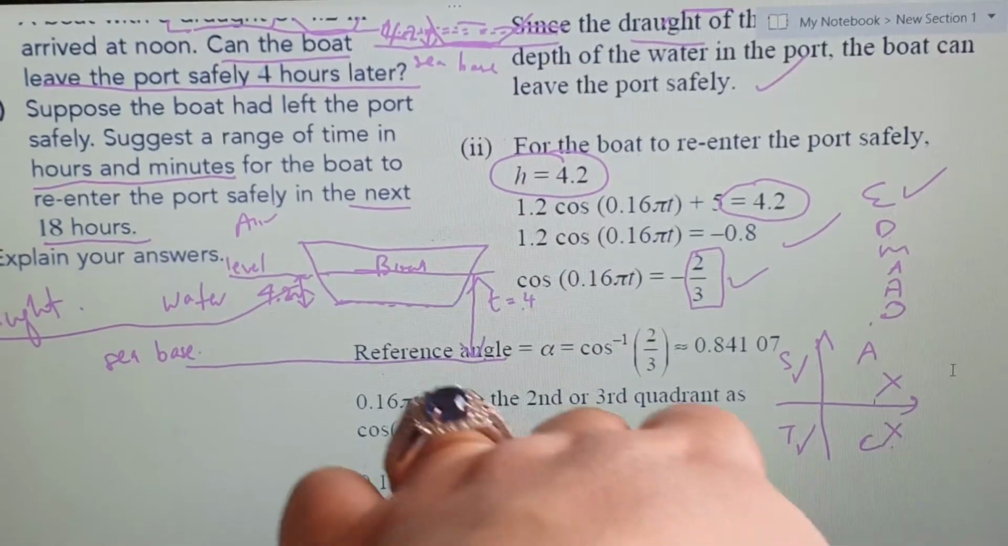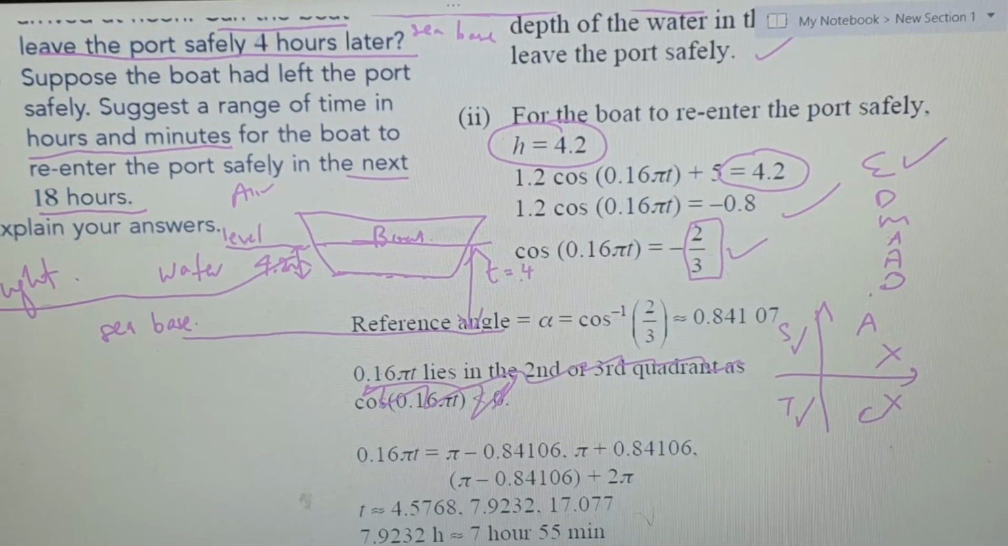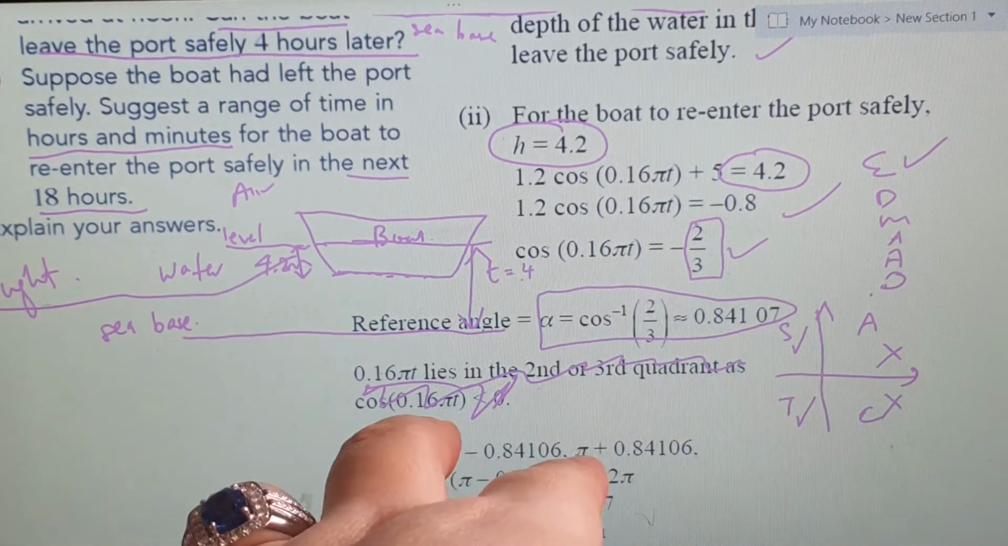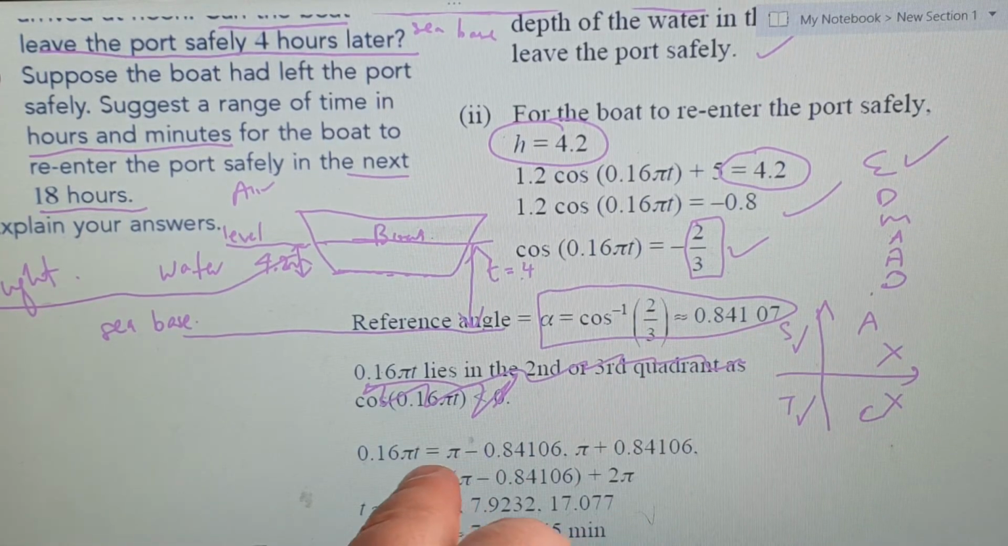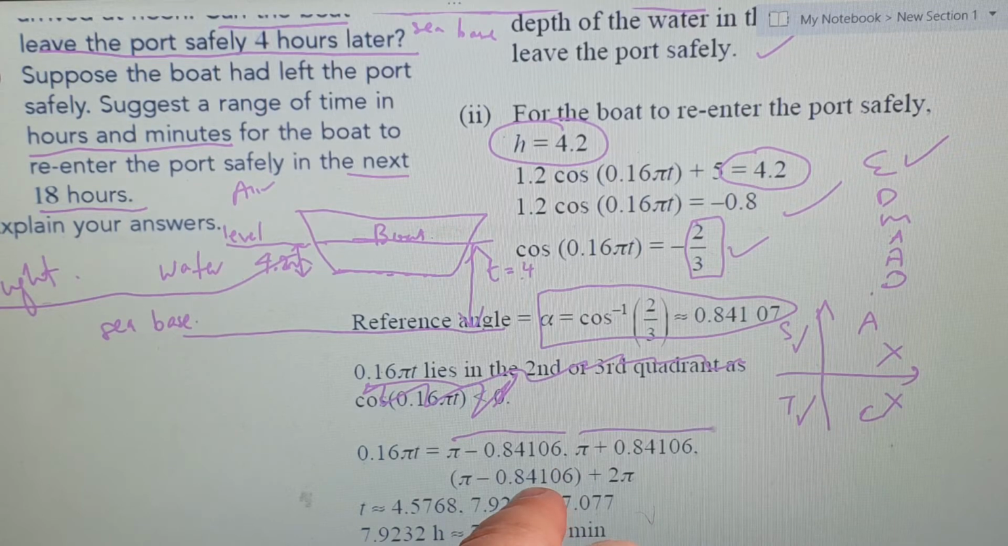So after that, no need to write this. You can already draw the ASTC quadrant diagram. Now, this is your alpha. And notice that alpha I put to 5 SF. Don't use the rounded off answer. So it must be in the second quadrant or in the third quadrant. You will notice that actually you can go one more round. How come like that?